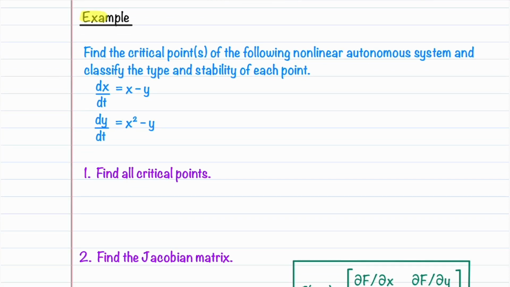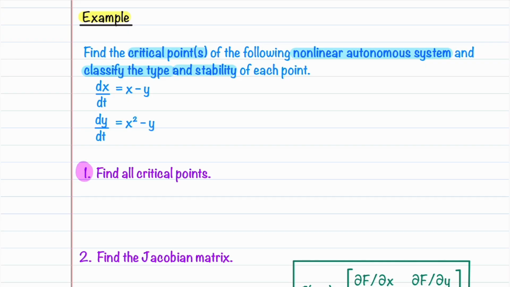We're going to walk through an example where we're going to find the critical point or points of the following nonlinear autonomous system, and then we're going to classify the type and stability of each point. Our nonlinear system is dx/dt equal to x minus y, and dy/dt is x squared minus y.